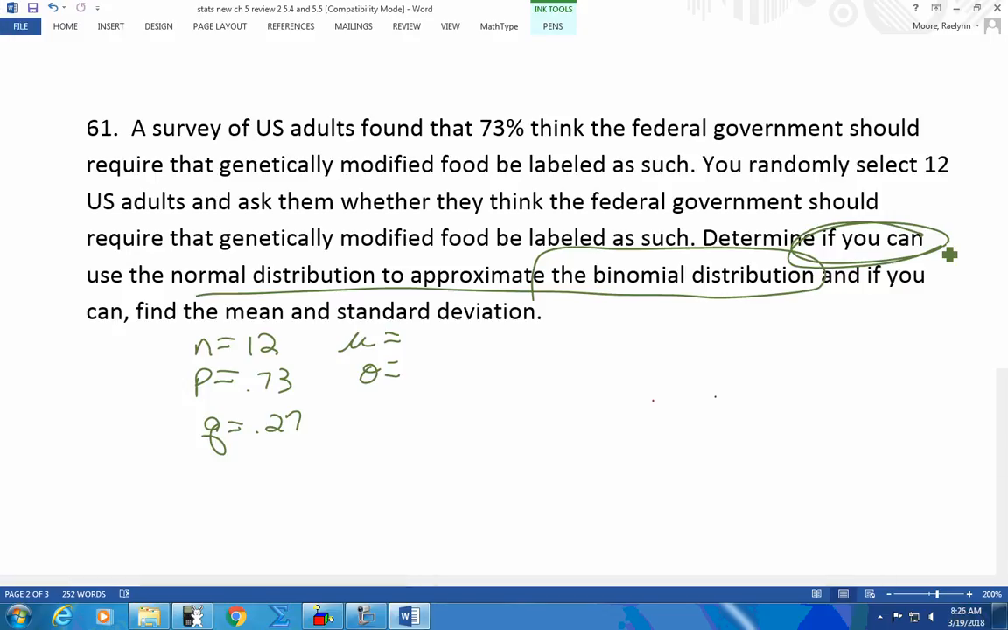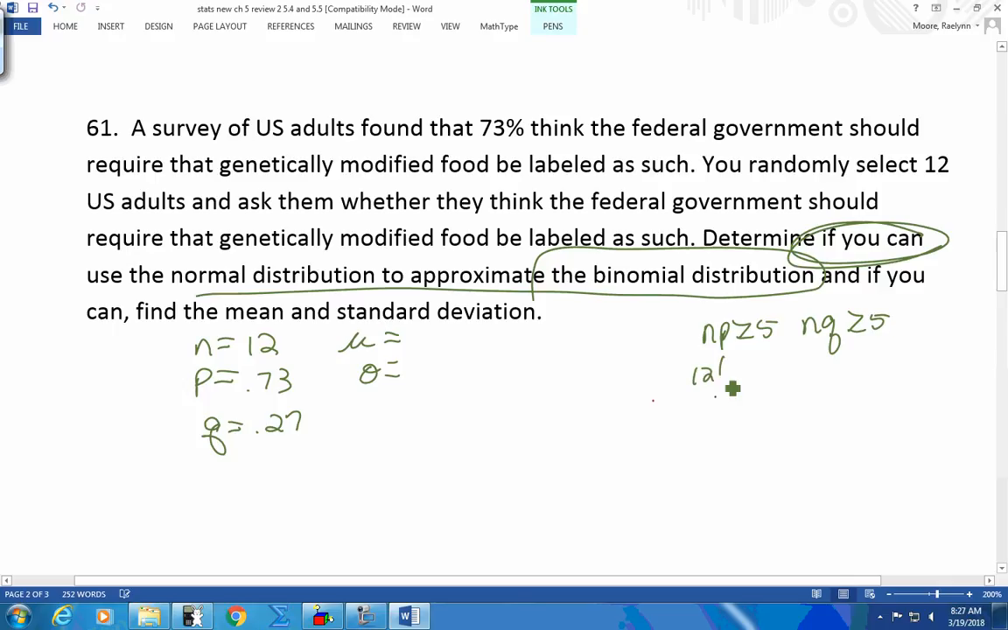So how do I decide whether I can use this? N times p greater than 5, and n times q greater than 5. I'll do all the 5.4s together, and then I'll switch to 5.5. And you'll either see whether you corrected this for continuity, or whether you tested this, and you'll know.